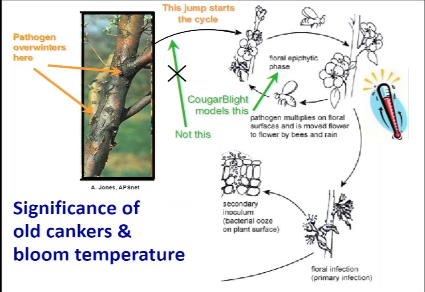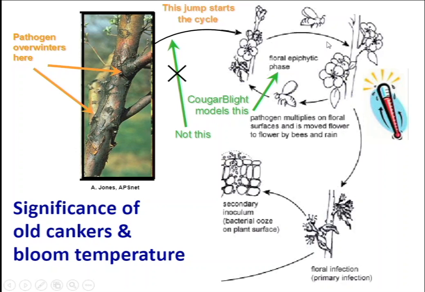So the bacteria have to jump out of these old cankers into the flowers, and so we've got this little jump shown here. Once it's in the flowers it can grow and multiply very rapidly, and this is a very temperature dependent process. This is what we call the floral epiphytic phase, and this goes around and around during bloom, facilitated by temperature, decreasing the time it takes for bacteria to double, divide and split, and also facilitating the bee activity in the flower. So as temperature goes up, the bees fly faster, and then this goes around and around.